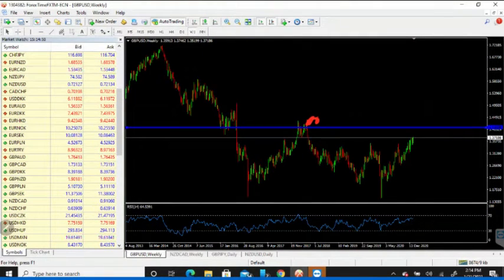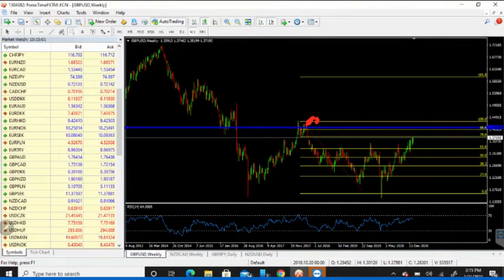So this is basically what we're expecting Great Britain pound US dollar to do. From this point, the blue line we'll have here will be 1.4108. This is where we expect it to go before it probably rallies up.